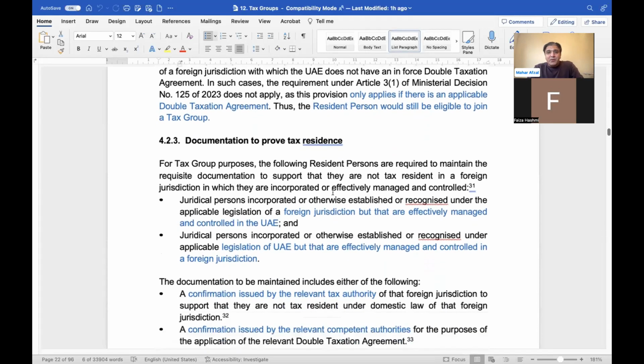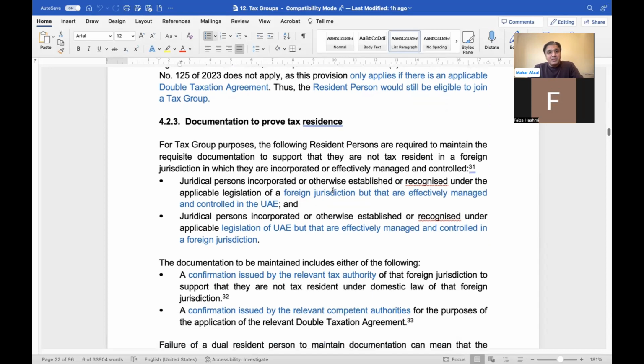So what are the documents required to prove that you are a resident of the UAE? Then you need to arrange a certificate from the respective foreign jurisdiction tax authority. They need to give a confirmation that the person is a resident of the respective tax jurisdiction. If you are not proving that you are a resident of your foreign tax jurisdiction, then the law says it will be assumed you are a non-resident for the UAE. It has been given in this guide as well.